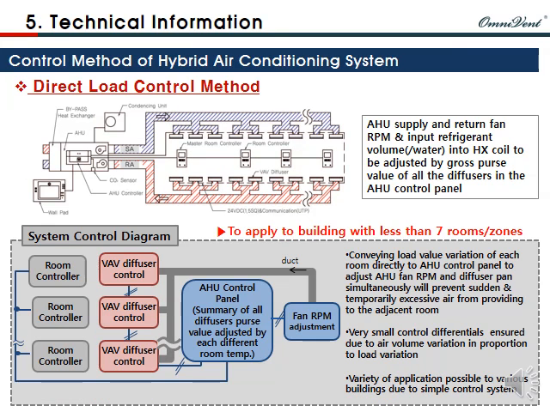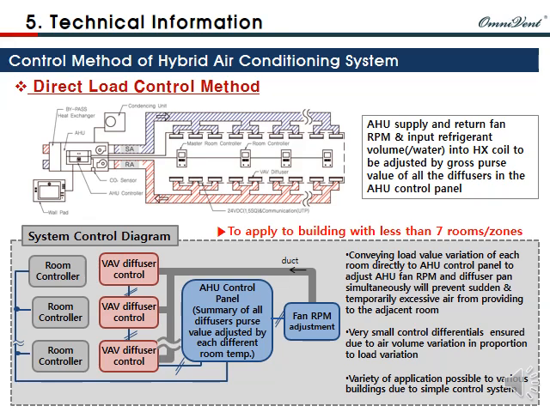The following image shows the direct load control method, which controls total supply air from the AHU by summarizing the different pulse values of all supply diffusers in every room. The refrigerant or water flow rate to the AHU heat exchange coil will be adjusted by the summarized pulse value. This direct load control method is recommended for buildings with less than 7 rooms or zones.